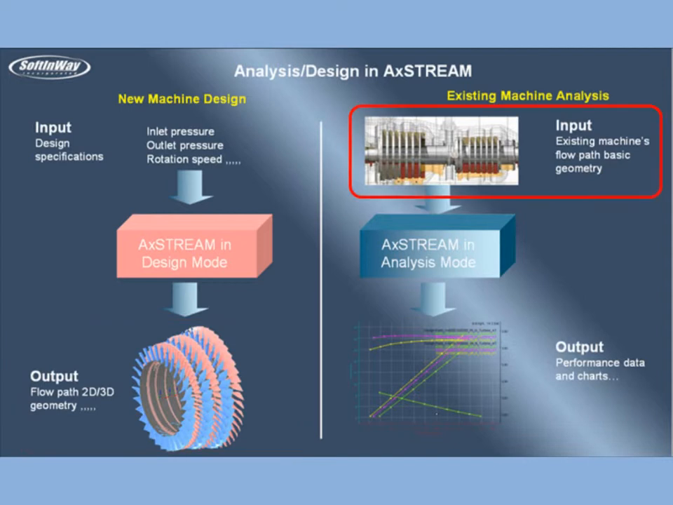In analysis mode, AxSTREAM requires the input of basic flow path geometry. Basic geometry includes meridional dimensions and span-wise distribution of cascades principal parameters. The outputs of the analysis mode are performance estimations and different charts.